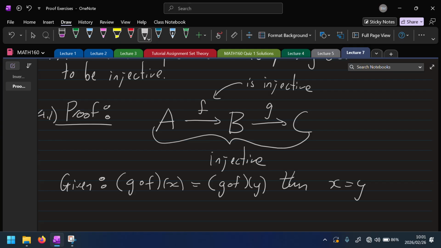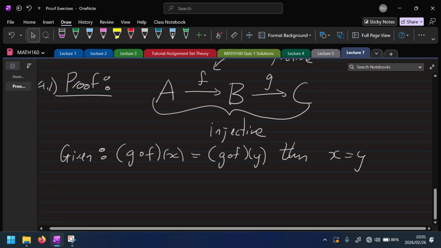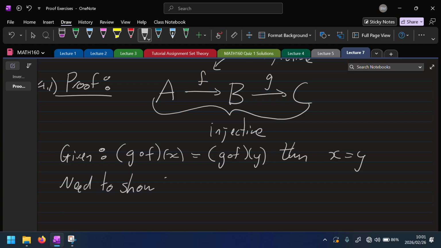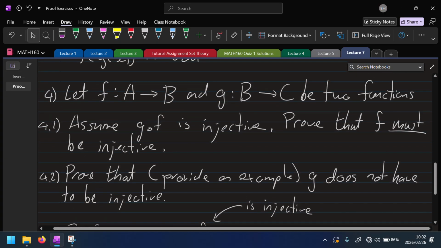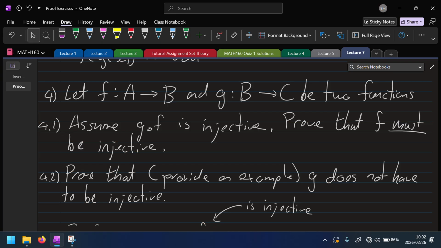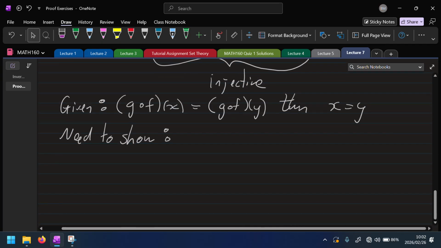So what do we need to show? Anyone like to volunteer? What do we put down? Go up a little bit so you can read it again. So let's prove that. That's what we want to show. So this is in words, right? Prove that f must be injective. So what do we write down as a math statement?